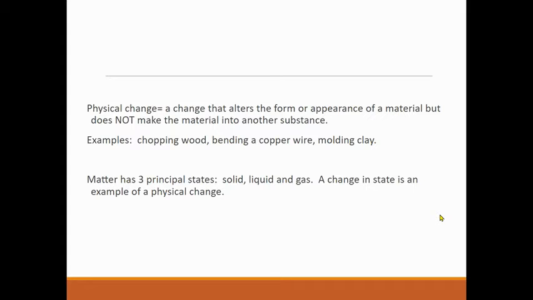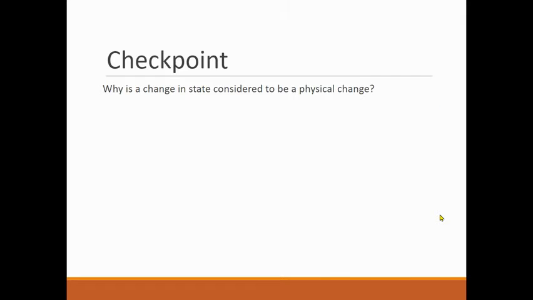And matter has three principal states. It's either going to be a solid, a liquid, or a gas. A change in state is an example of a physical change. The reason is that the substance does not undergo a chemical change. When ice melts, it's still water. It's just in a liquid form. So why is a change in state considered to be a physical change?